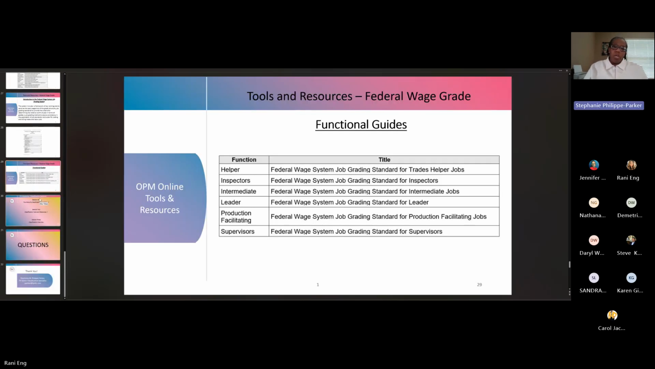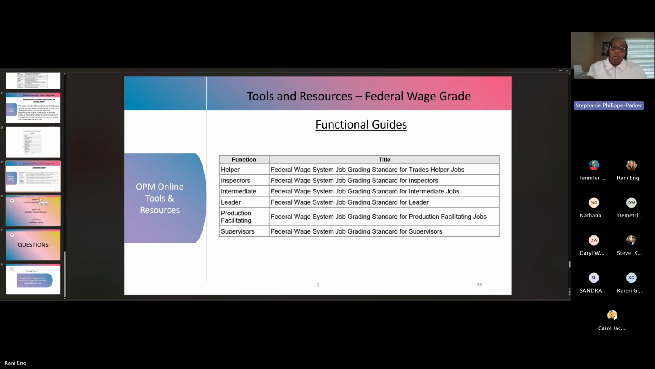The last wage grade resource that we'll reference today are the functional guides. Just like with the general schedule, OPM provides functional guides to determine the grade of the broad range of categories of trade, craft, and labor work for jobs classified under the federal wage grade system. For these positions, you'll see that they're almost broken down into titles, if you will: helpers, inspectors, leaders, supervisors, etc., which is common across blue collar type jobs.